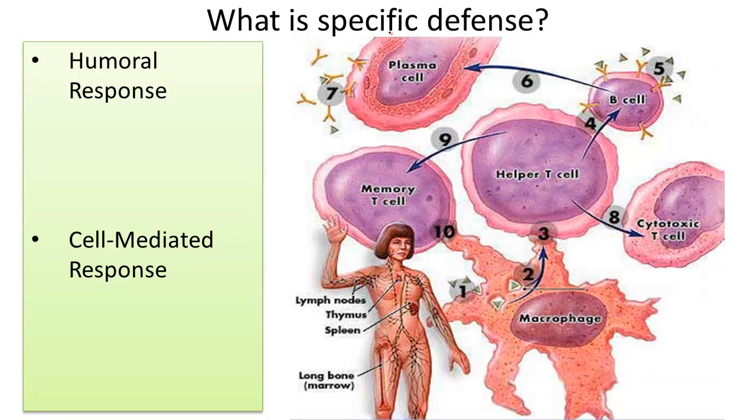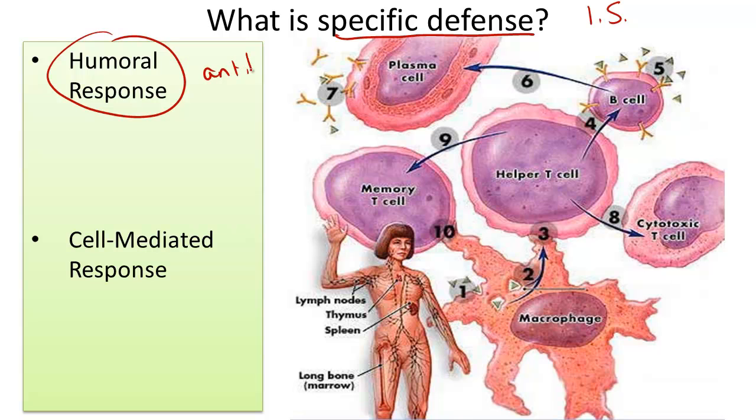What is specific defense? Well, there are two types of targeted responses in the immune system to a pathogen. First, the humoral response, sometimes called the antibody-mediated response. This is because it uses B cells and antibodies to react with antigens. And antigens are just another term for the foreign substance, like a pathogen.